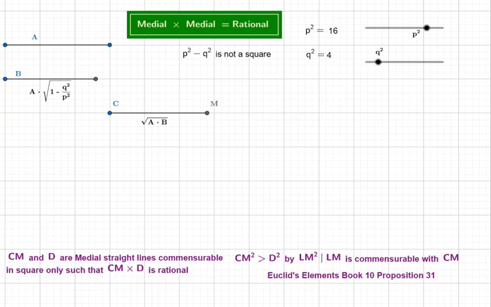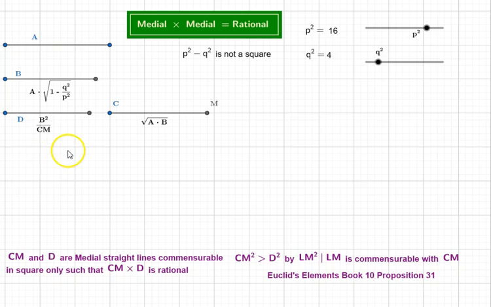Okay, now we find another straight line such that B is the mean proportional between D and CM. So here D is equal to B square by CM. That means B square is equal to D times CM. In proportionality form, it will be D is to B is equal to B is to CM. So CM is the mean proportional between A and B, and B is the mean proportional between CM and D.